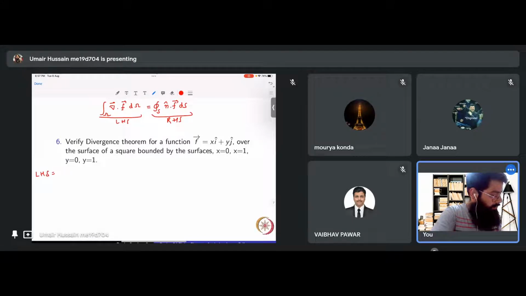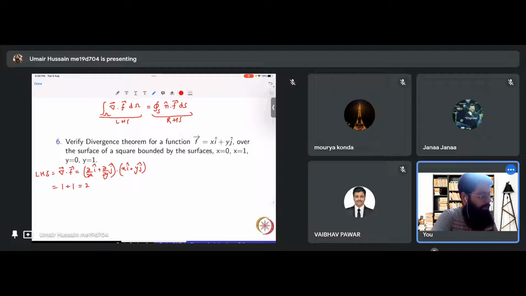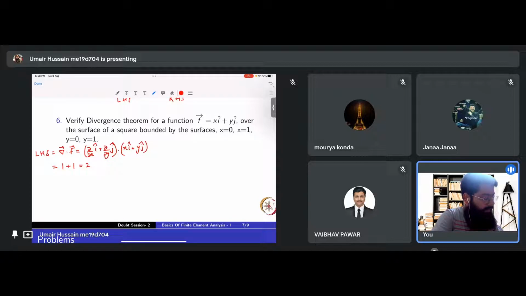If we calculate this divergence of f, so we have what is this gradient, dou by dou x i cap plus dou by dou y j cap, dot product with x i cap plus y j cap, and this would give us, so in the dot product we multiply i with i and j with j. So we have the partial derivative of x with respect to x, we'll get 1 here, and then the partial derivative of y with respect to y, we'll get 1 here. So this is the answer. And if we take, so this is not the left hand side, sorry, the left hand side is here now.